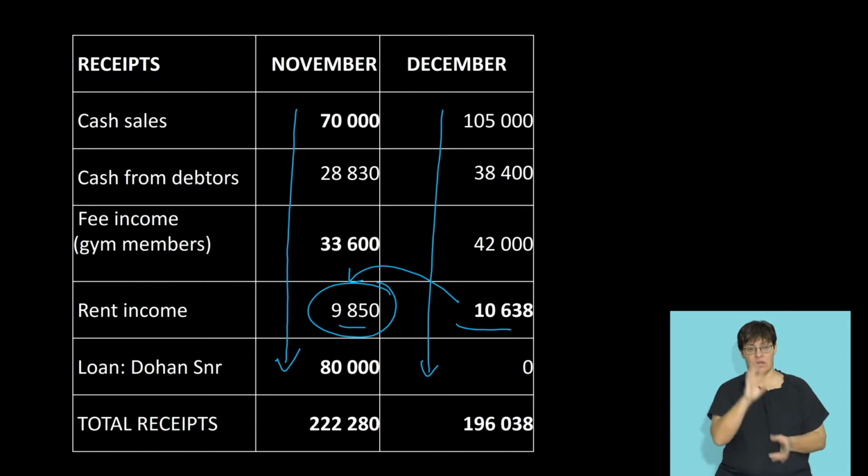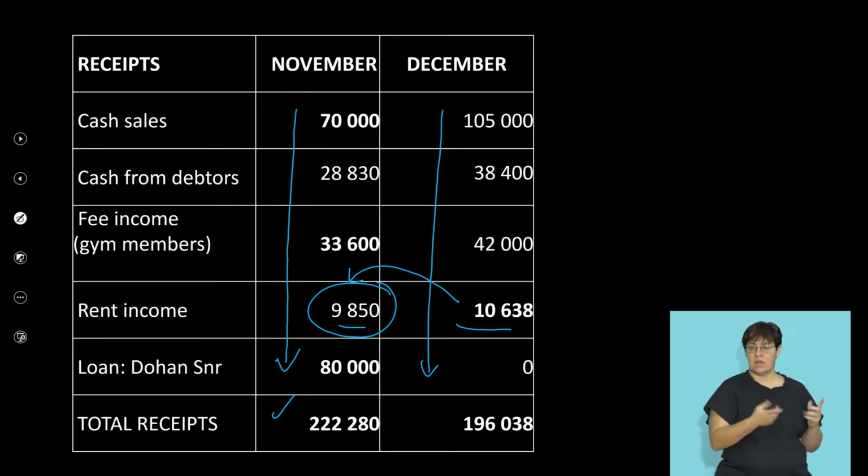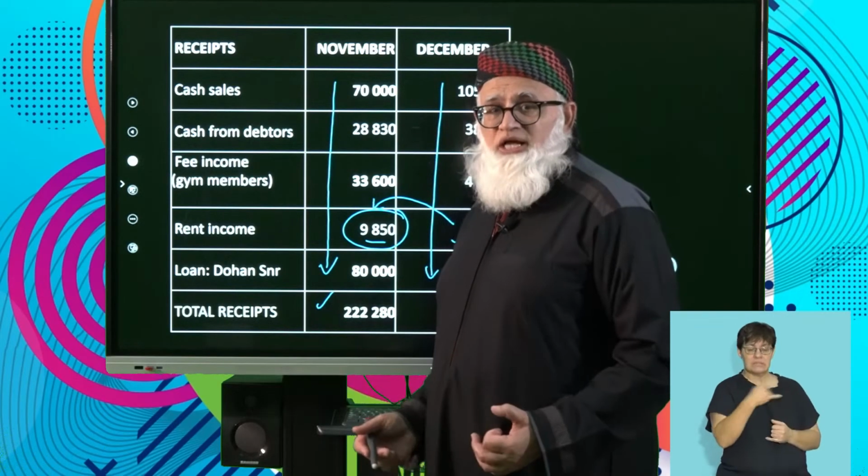222,280. There's my correct answer. That's my total receipts. Now, a question again. What if you have made a mistake with one of those figures? Perchance you got one of those calculations wrong.